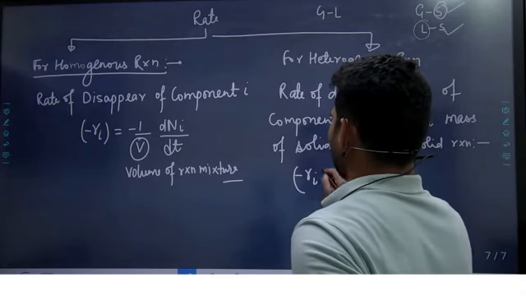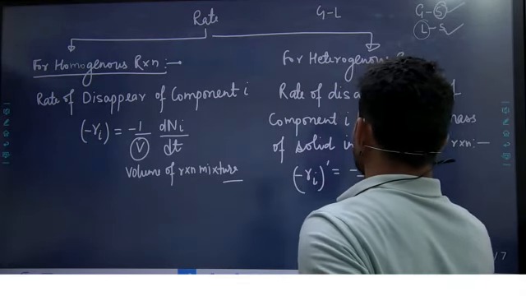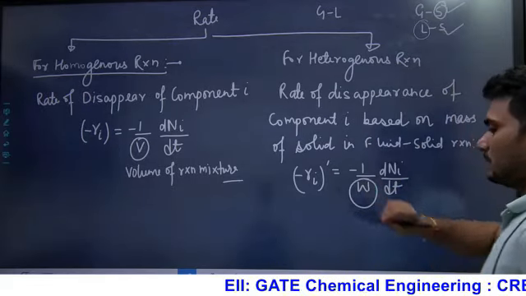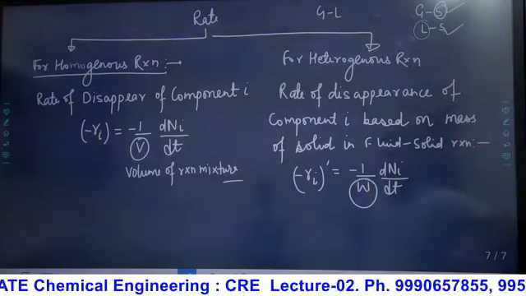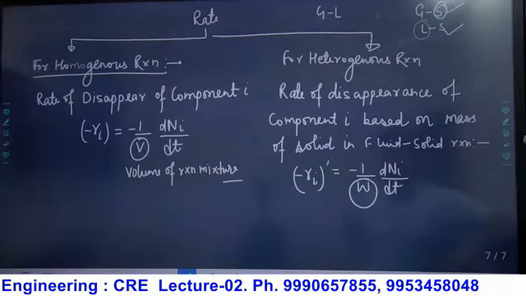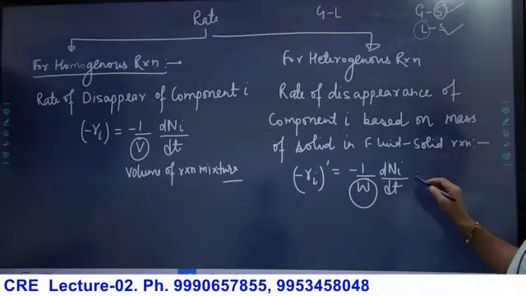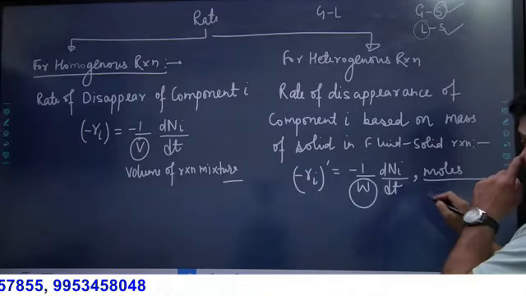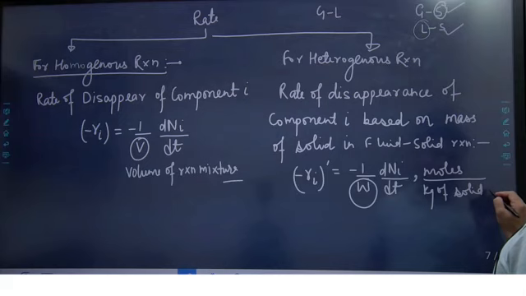Minus Ri prime equals minus 1 by W, where W is the mass of solid. So what will be its unit? Its unit will be moles per kg of solid per unit time. Are you finding it or not?